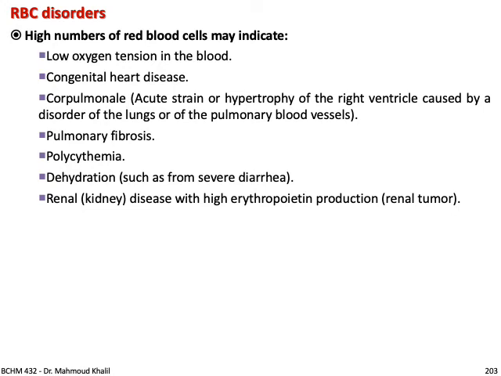RBC disorders. A high number of red blood cells may indicate some conditions, like low oxygen tension, like congenital heart diseases, like cor pulmonale, which is acute strain or hypertrophy of the right ventricle caused by disorder of the lung or of the pulmonary blood vessels. It can indicate pulmonary fibrosis, polycythemia, dehydration, renal or kidney failure, renal tumor, high erythropoietin production.